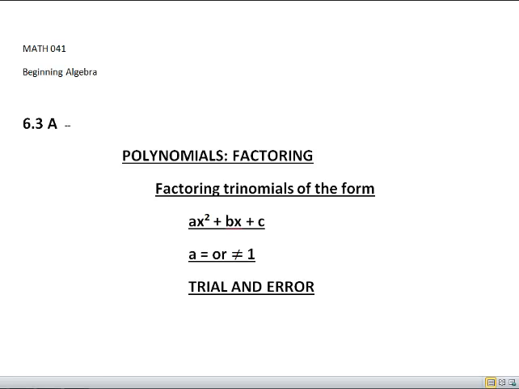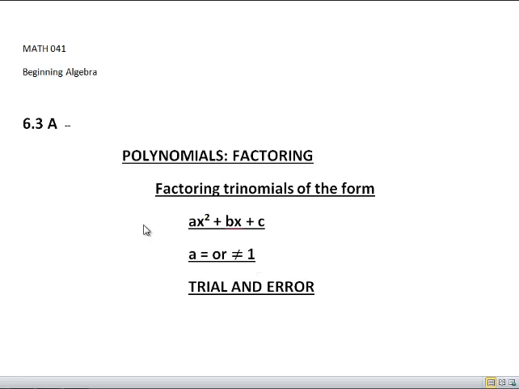Welcome to 6.3a. This is the first of 6.3. We're going to do, again, more polynomials. We're factoring polynomials, especially of the form ax squared plus bx plus c. So we're going to factor those. Now, in section 6.2, I guess we did a is equal to 1. In section 6.3, this section, we're going to talk about either a is equal to 1 or a is not equal to 1. So we're going to give a couple different choices.